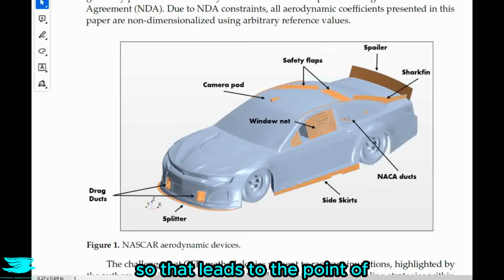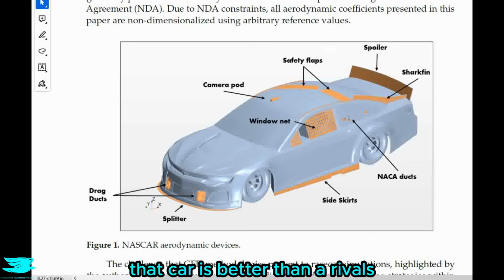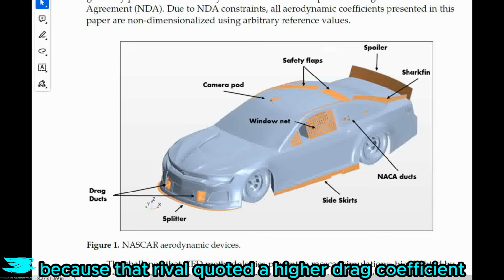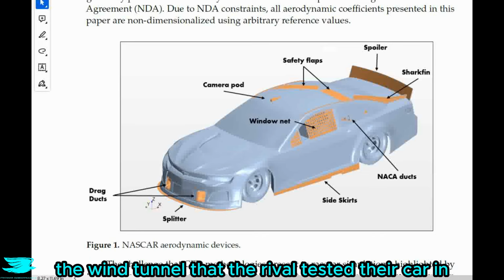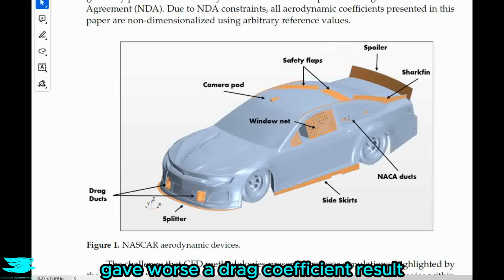So that leads to the point that when a manufacturer quotes a certain drag coefficient, for example, it doesn't necessarily mean that that car is better than a rival's just because that rival quoted a higher drag coefficient. It could be that the wind tunnel that the rival tested their car in gave worse drag coefficient results.